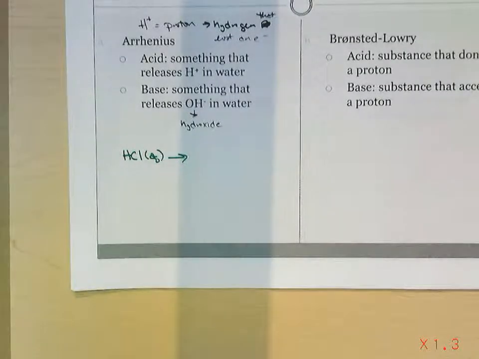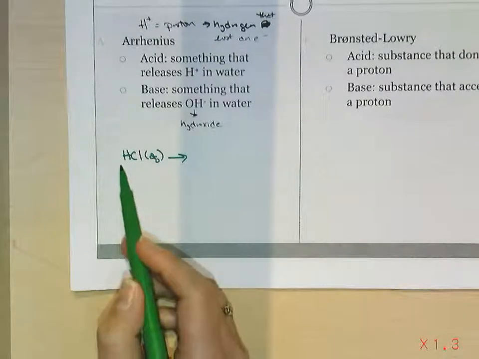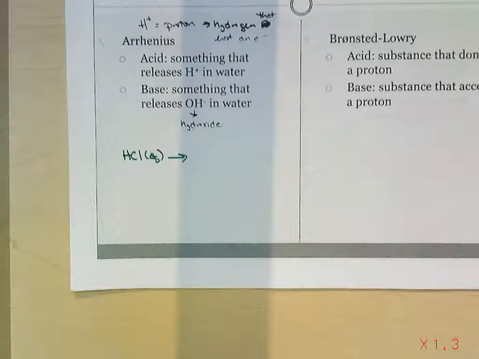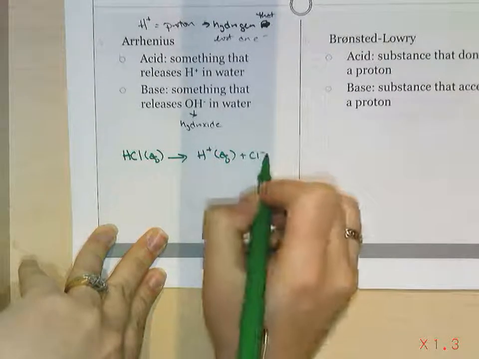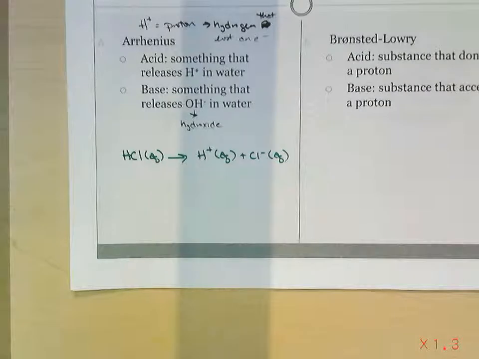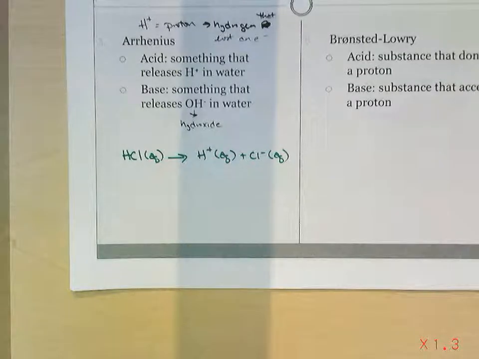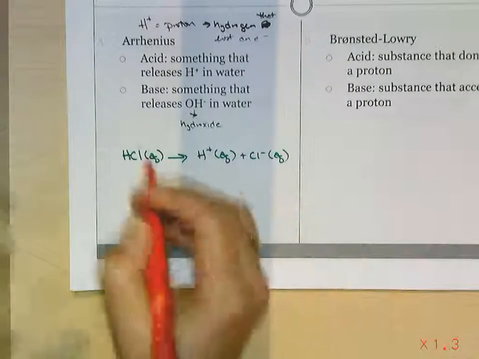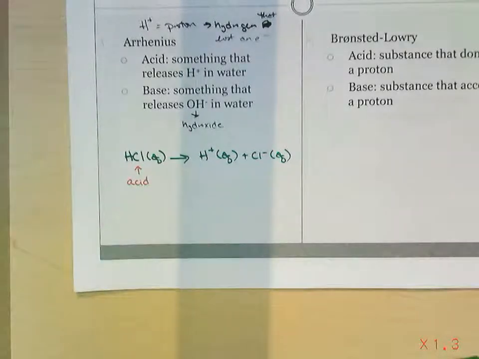I have hydrochloric acid. The aq means it's in solution. Is HCl, by the name it's an acid, an ionic or a molecular compound? Right, ionic. So it's going to break into its two ionic parts. It started off as an acid, and now it's released a proton. So by definition, that's an acid, because one of my products is a proton.